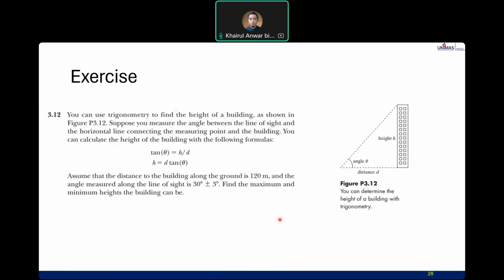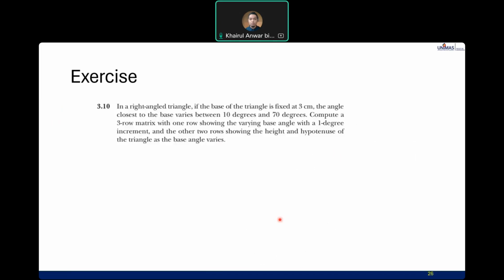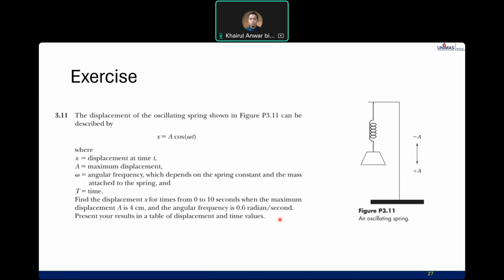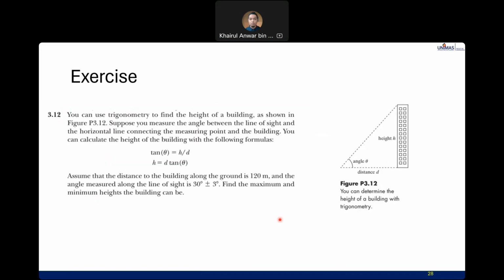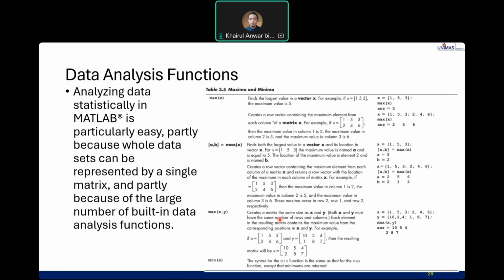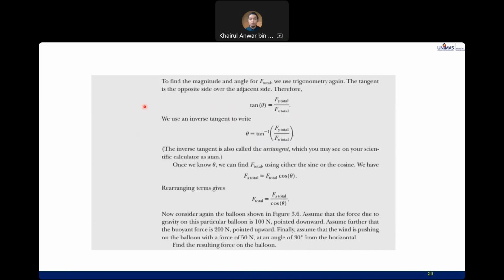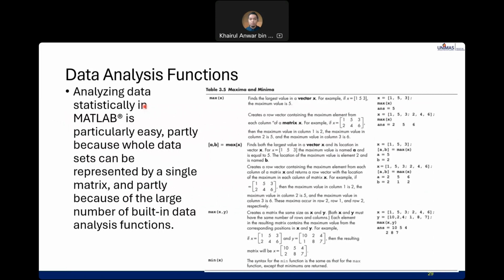Yeah, you can try this exercise as well. All of this exercise requires you to create a table. So to create a table, you need to use this apostrophe to transpose. Return this function to page 95.